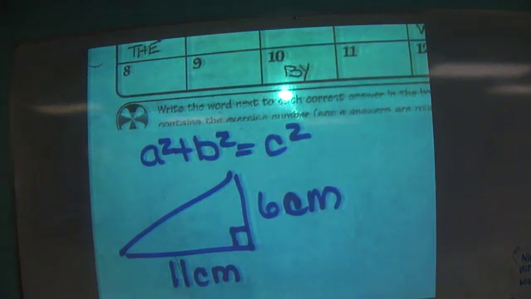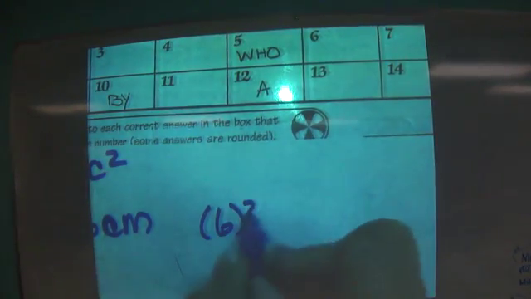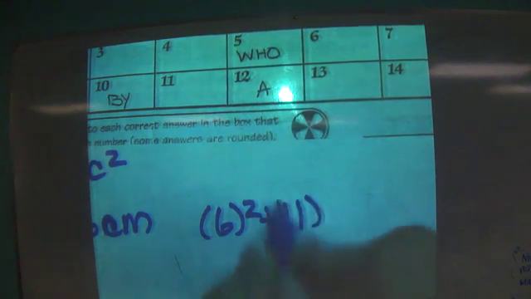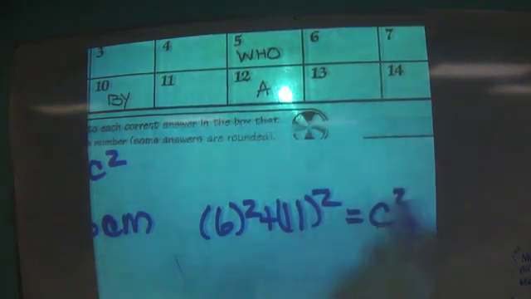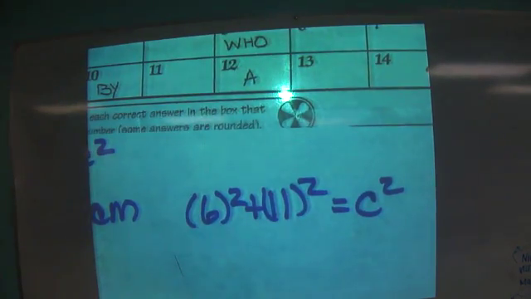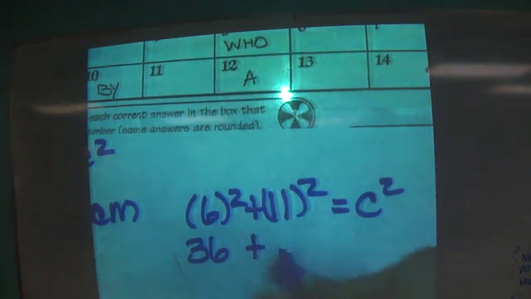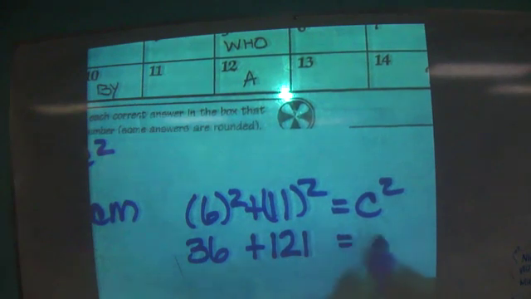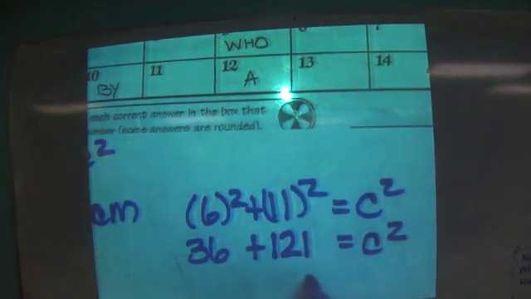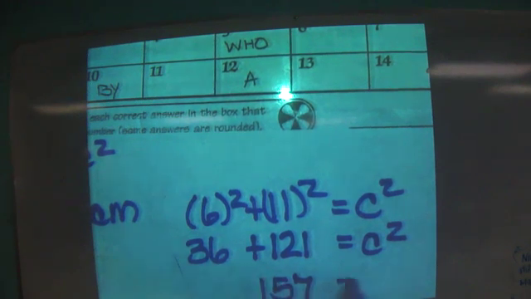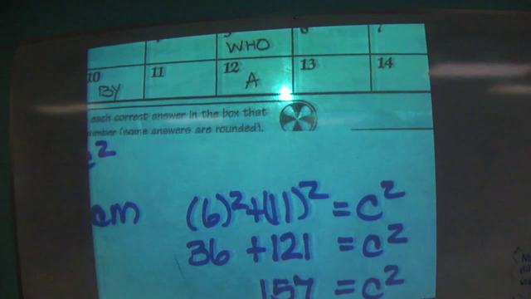Does it matter which order we do it in? No, it really doesn't because of the commutative property in addition. So we can do 6 squared plus 11 squared equals c squared. It could be 11 squared plus 6 squared. Doesn't matter. What's 6 squared? 36. 11 squared? 121. 36 plus 121 equals 157, so 157 equals c squared. So the square root of 157 equals c.